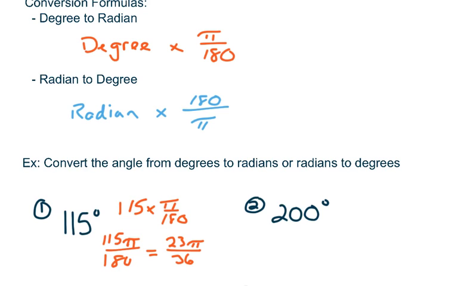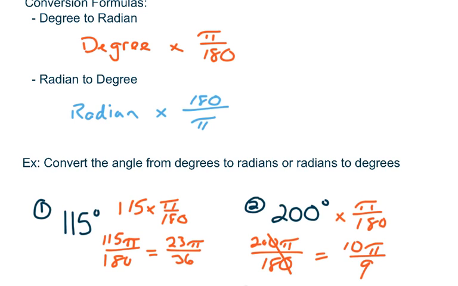200 degrees works very similarly. We're going to take 200 times pi over 180, which becomes 200 pi over 180. 200 over 180 does simplify down nicely. We can drop those zeros on the end of it, so it becomes 20 over 18, which is a little easier to do in your head. 20 over 18 does simplify down into 10 over 9, so it's going to be 10 pi over 9. So there's your two degrees to radians.